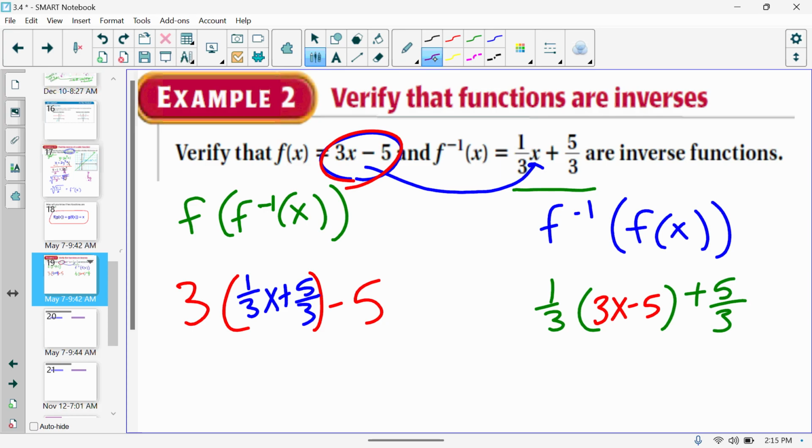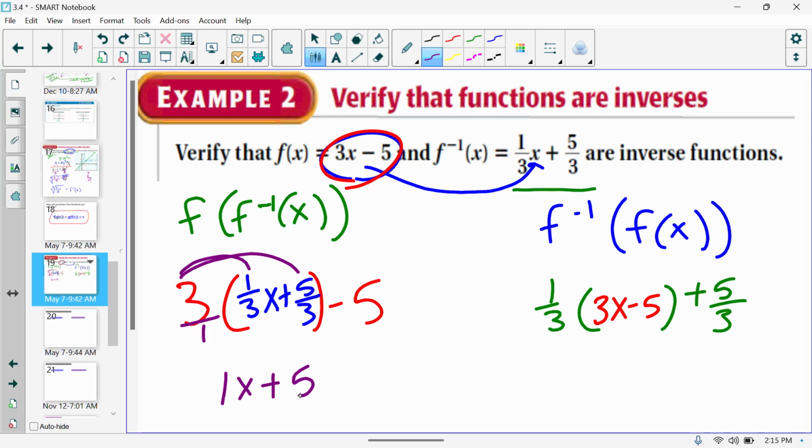So you would have to distribute 3 times 1/3. Some of you might need your calculator for that. If you do, that's fine. It will just be 1. I'll tell you why, because think of this as like 3/1. 3 times 1 and 1 times 3 is like 3/3. It's just 1. And so then you have to do 3 times 5/3 as well. And that should just give you 5 when you do that.